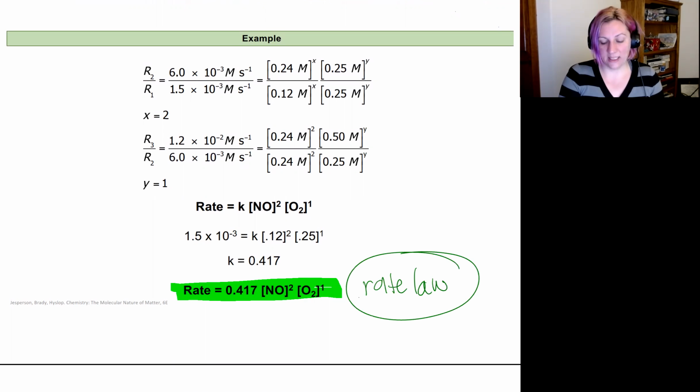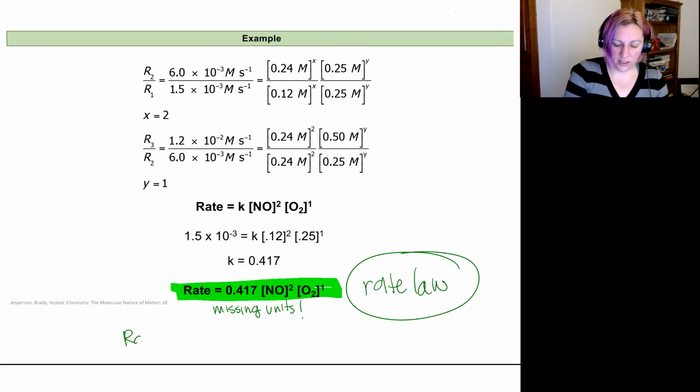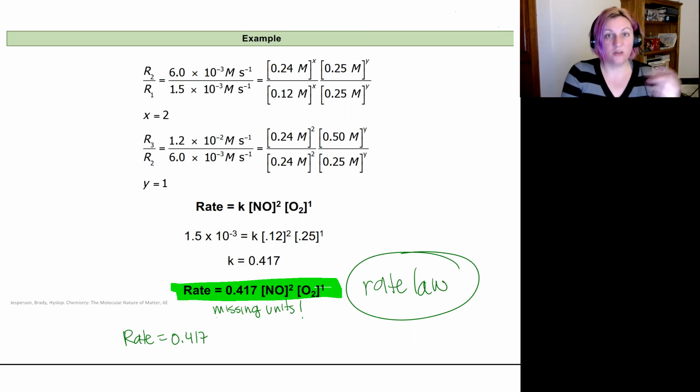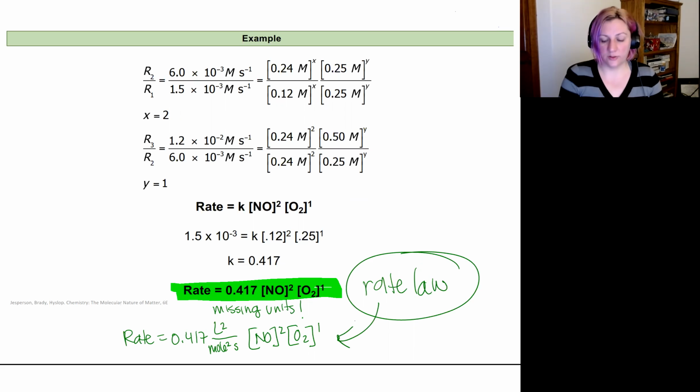And that completes it. You note it has the orders, the exponents. It has the K value. It's actually incorrect because it's missing the units. Let's rewrite this. So it's really going to be the rate is equal to 0.417. And then I'll do the units the other way this time. Liters squared divided by moles squared times seconds times NO squared times O2 to the first. So that's the real rate law because it includes K with units and it includes the orders for each reactant.